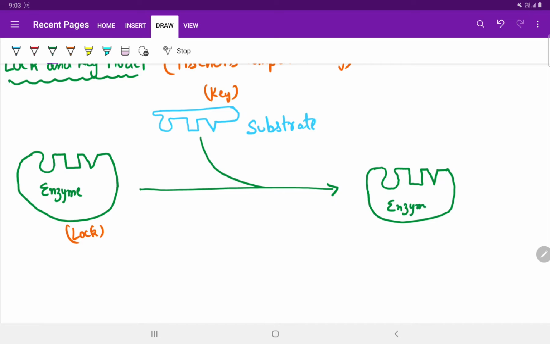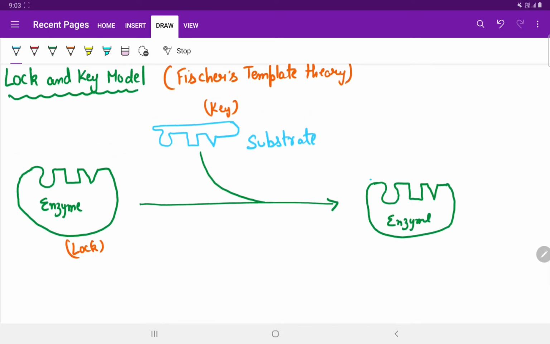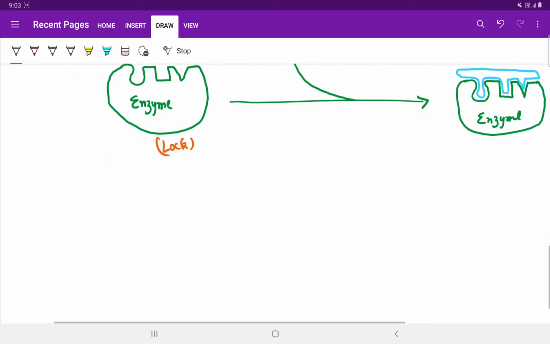So, if this is an enzyme, the substrate will surely come and bind into this enzyme. So, students, this was the Fischer's lock and key model. The next theory that is helpful in order to understand the mechanism of enzyme action is also known as the Koshland's model or induced fit theory.